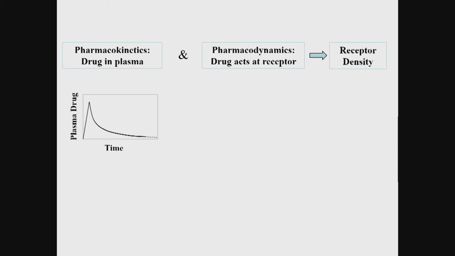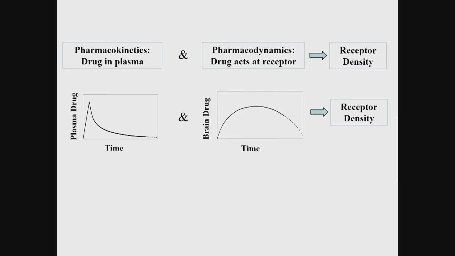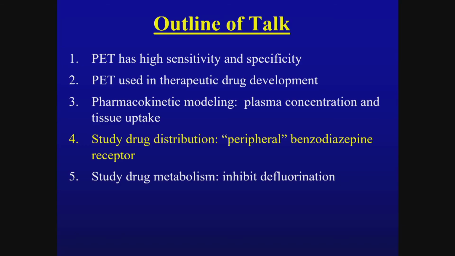So the plasma and the drug is shown in that slide. The drug in the plasma is shown in the first slide. The drug in the brain is shown in the second one, and we can measure receptor density. And so this can be used quantitatively to measure the site of drug action, whether it's the dopamine transporter in Parkinson's disease or the amount of amyloid in a patient with Alzheimer's disease. Okay, so that was an intuitive understanding of what pharmacokinetic modeling is.